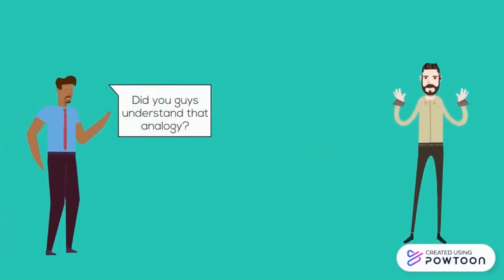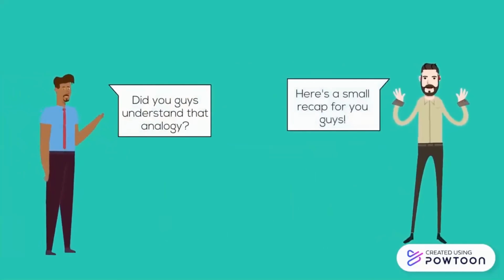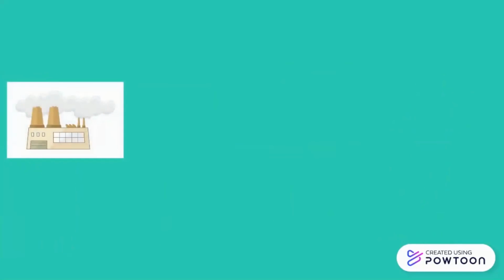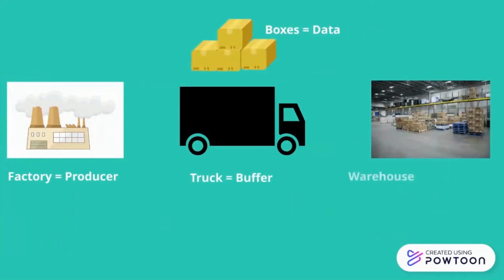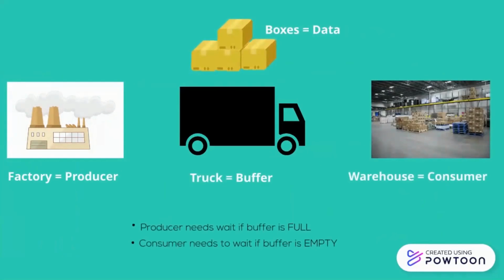So that was the analogy. A small recap of the analogy would be: the factory is the producer, the truck is the buffer, the boxes are the data that are placed inside the buffer, and last but not least, the warehouse is the consumer.